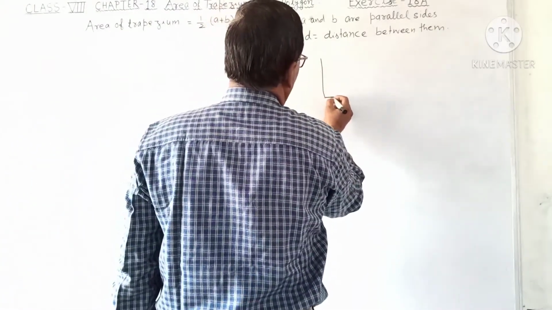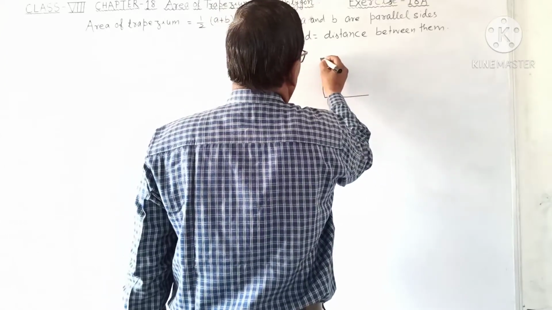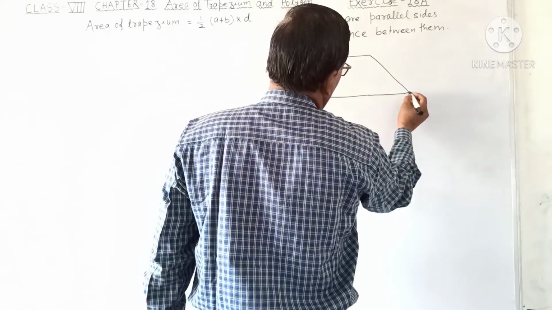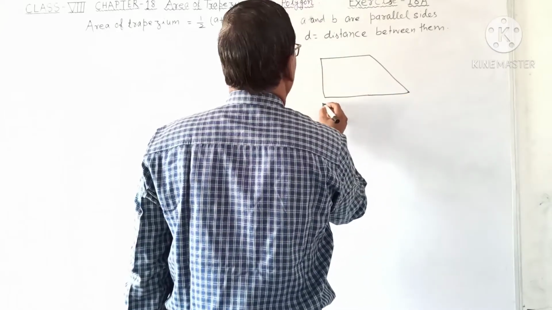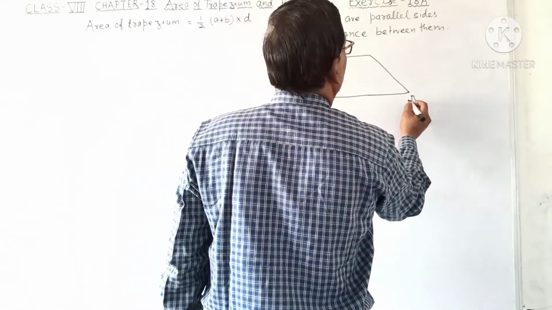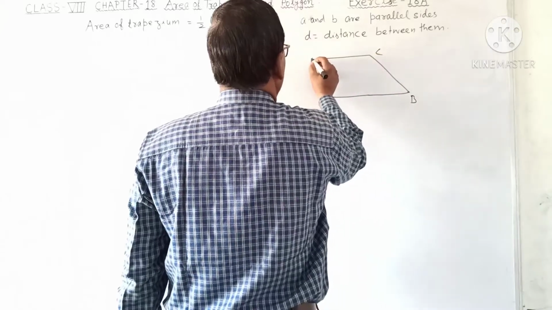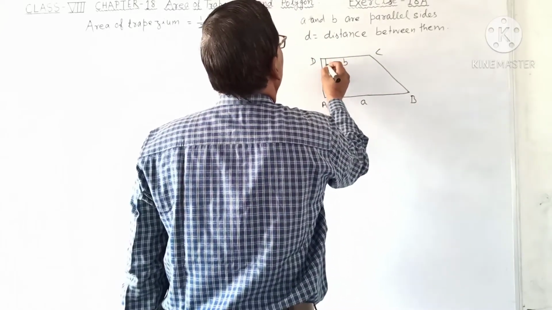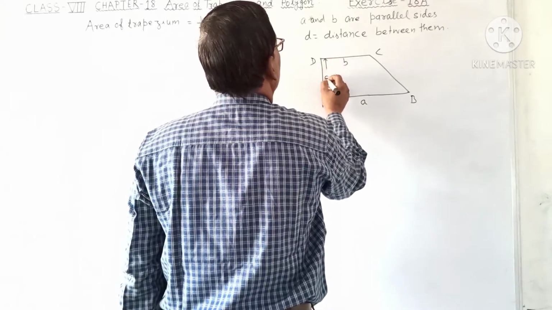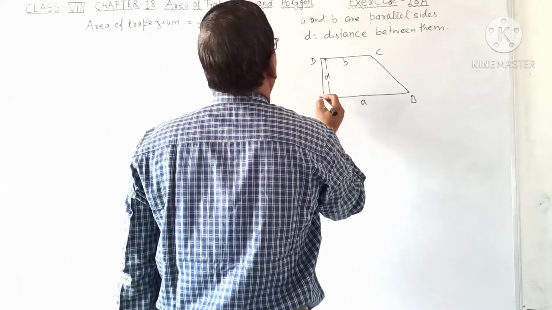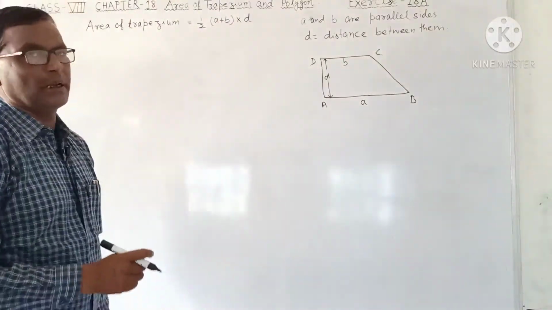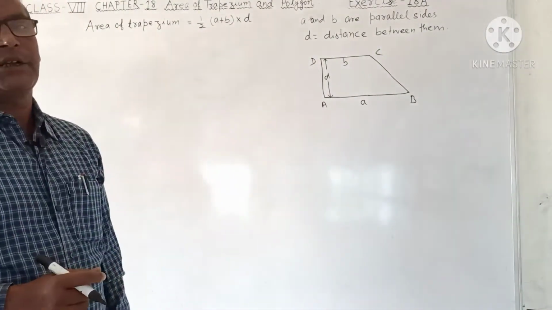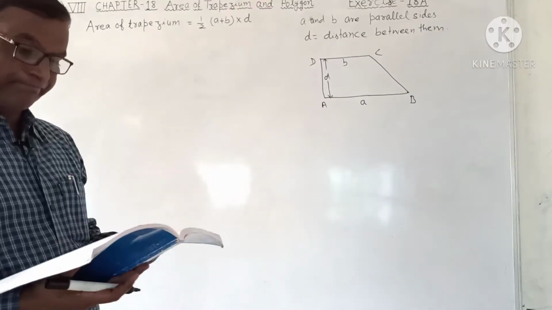If we draw a figure of trapezium, then ABCD, it is A, it is B and it is D. आज कहीं किसी बुक में इसको HD लिखा होता है, तो सम हाफ इंटू सम ऑफ पैरेलल साइड्स इंटू डिस्टेंस बिटवीन देम.